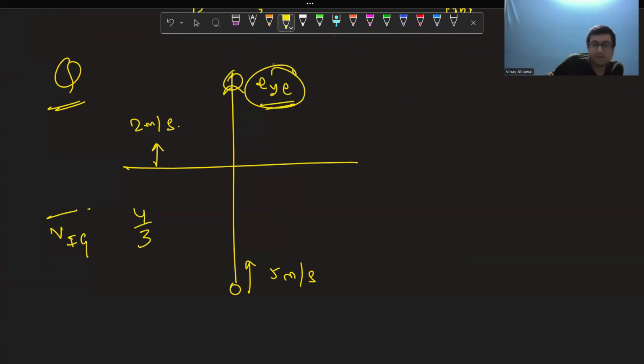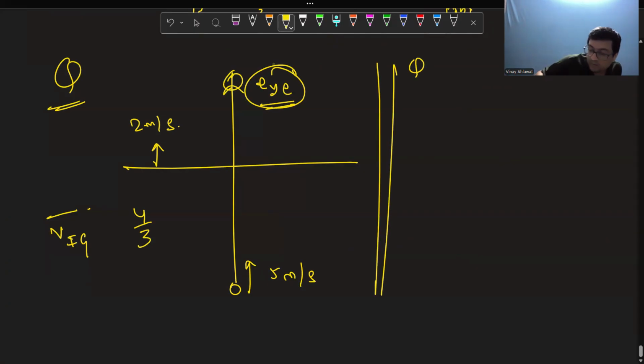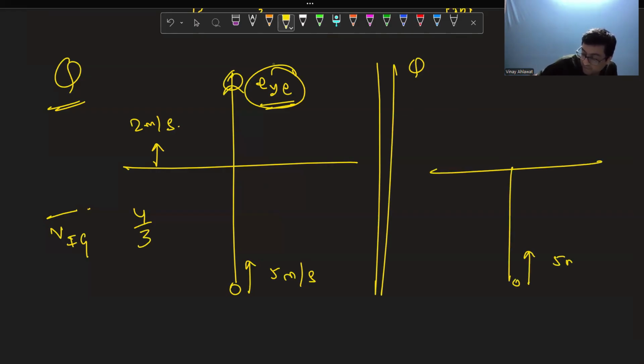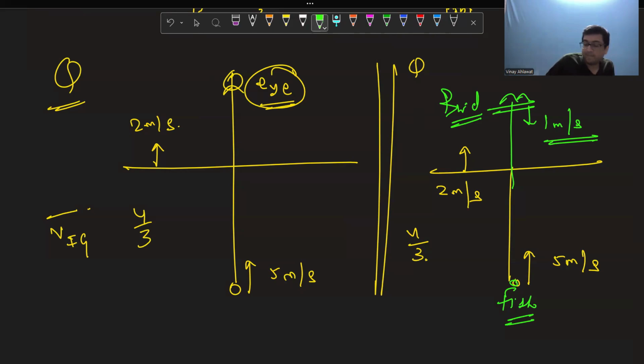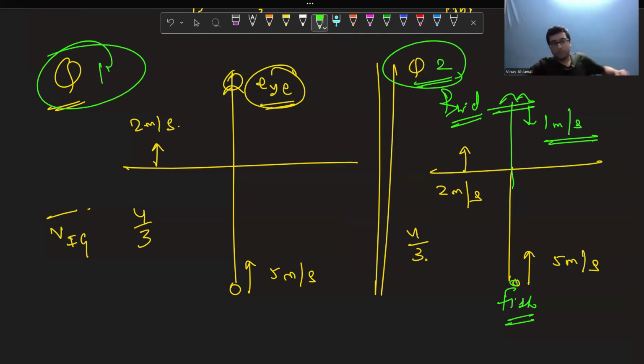That was one question. The other question is, if this is 5, this is 2, and this refractive index is 4 by 3, and this guy is also moving with 1 meter per second. So what is the velocity of this fish as seen by this bird? Is that fine? So this is question 1, and this is question 2.